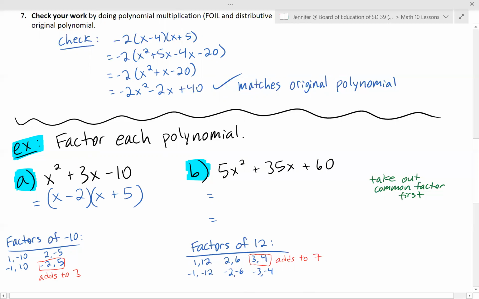And that's all you have to do. You don't have to do a check every time, but you can do a mental check. Like this would give me x squared plus 5x minus 2x, good. And these multiply to give me -10. I know I've done that correctly.